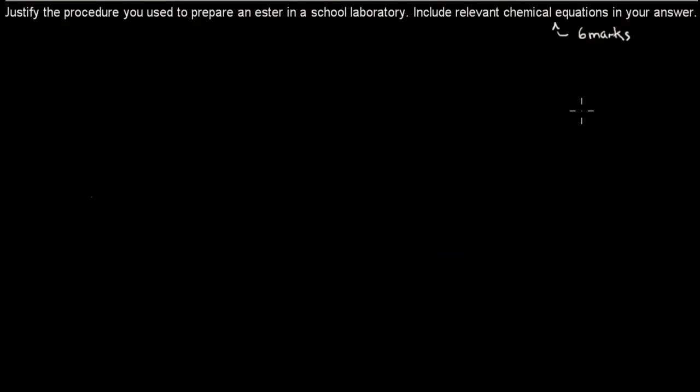Welcome back. Alright, so for this question it's worth 6 marks. That's a decent amount of marks. And it says justify as well. So justify means not just list the equipment and list the procedure, but why you did it as well. What were the reasons why you used these things that you used? Justify the procedure. And it says include relevant chemical equations. So there should be a chemical equation there as well. That will be worth a mark as well.